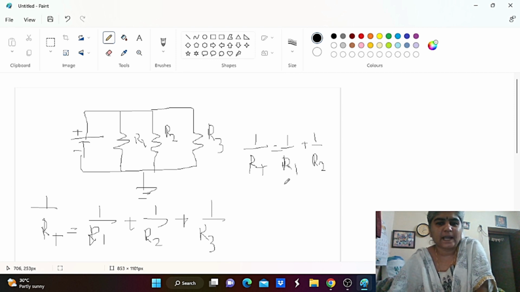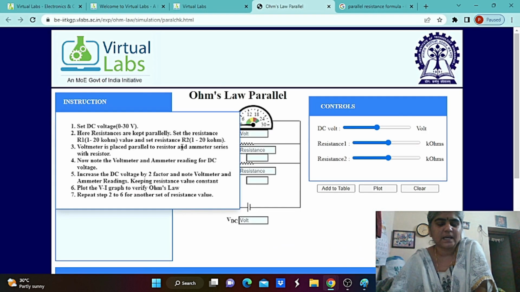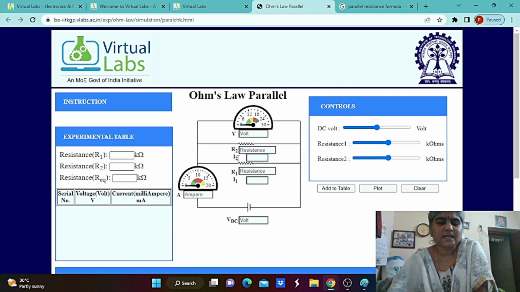The same value can be considered in the Ohm's law concept. Let us see Ohm's law. So here, instead of a single resistor, we connect 2 resistors, both connected in parallel and named R1 and R2. Only one voltmeter is connected in parallel with these 2 parallel resistors, and the ammeter is connected in series. Here we can give the DC voltage value and resistance values. According to that, we can find the relation between voltage and current.